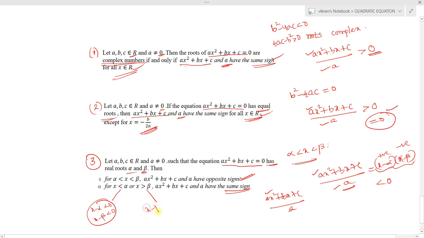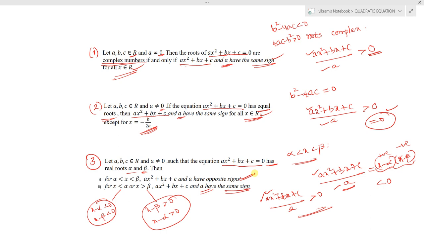Similarly, x greater than beta means x minus beta is positive, as well as x minus alpha is also positive. Then again we get ax square plus bx plus c by a greater than 0. In these two cases, ax square plus bx plus c and the coefficient of x square will have the same sign. I hope that this concept of the sign of the quadratic expression with respect to the coefficient of x square is understood by you very well.